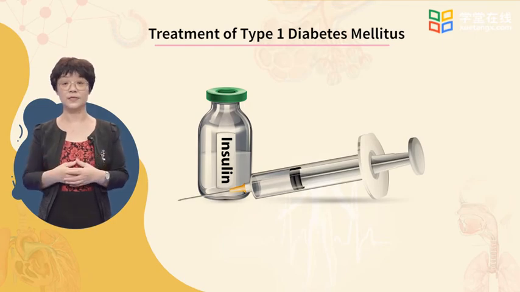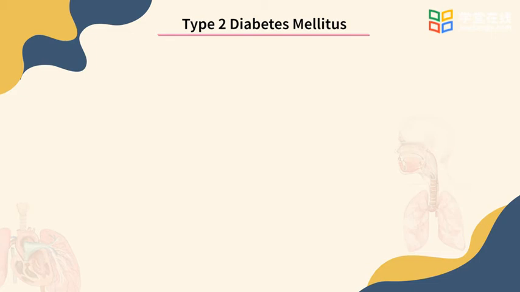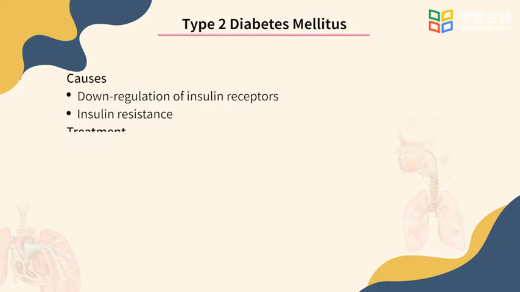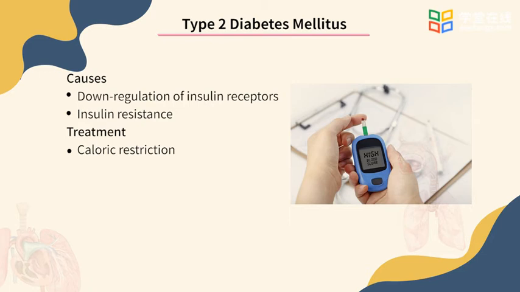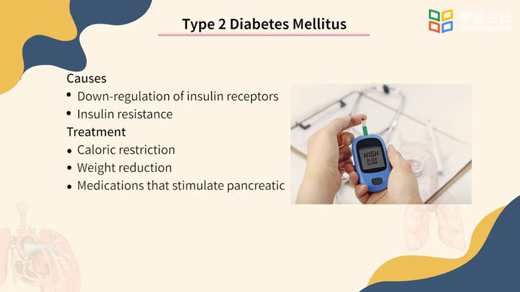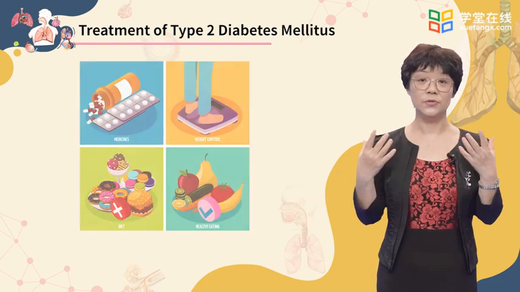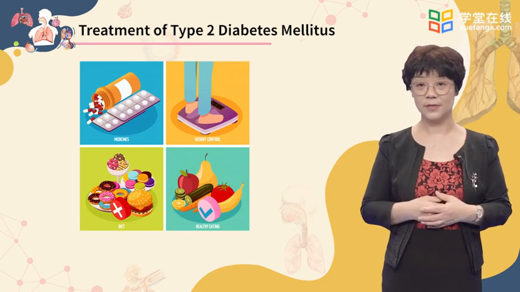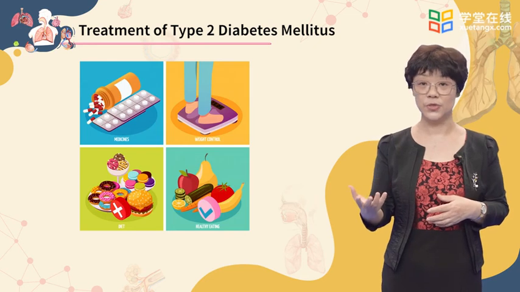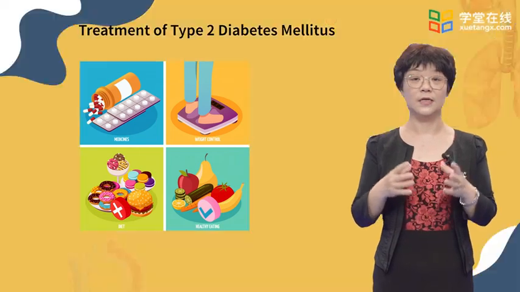Non-insulin dependent diabetes mellitus, or type 2 diabetes mellitus, is often associated with obesity. Type 2 diabetes mellitus is caused by downregulation of insulin receptors in target tissues and insulin resistance. Although insulin is secreted normally by the beta cells, it cannot activate its receptors in muscle, liver, and adipose tissue. Thus, insulin is unable to produce its usual metabolic effects. Typically, blood glucose is elevated in both fasting and postprandial, after eating, states. Treatment of type 2 diabetes mellitus includes caloric restriction and weight reduction, and medications that stimulate pancreatic insulin secretion or upregulate insulin receptors in target tissues.